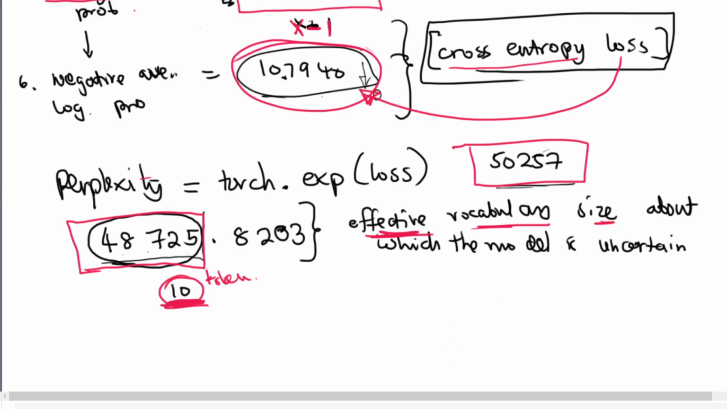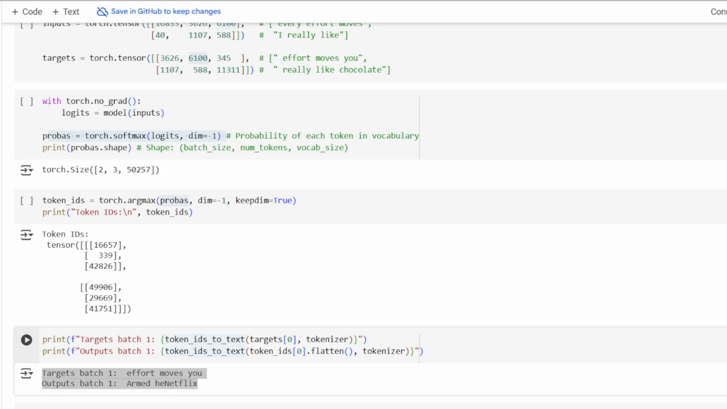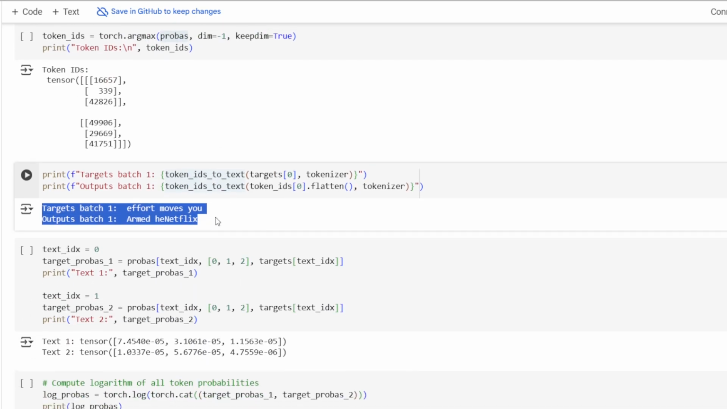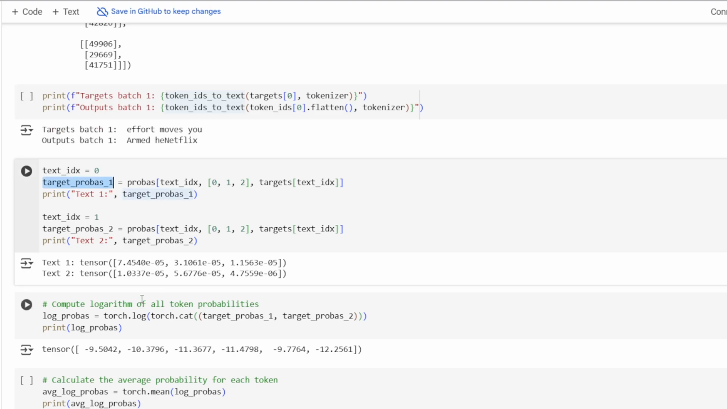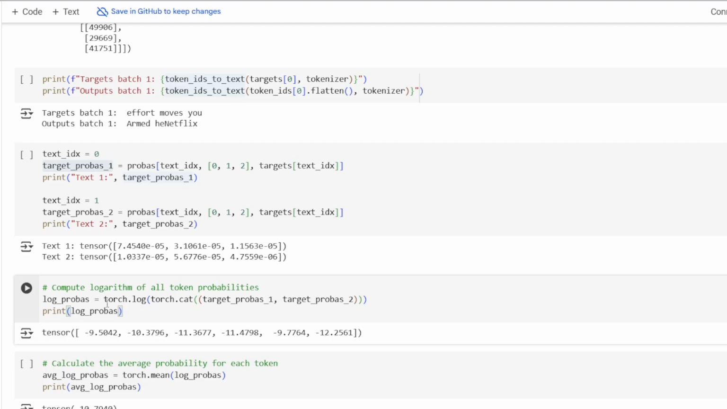We are going to be comprehensive here and just do what we did in the example. We have our probabilities, and when we have our probabilities, we calculate our log probabilities. We are going to use torch, which has the log there, and we are concatenating the target probabilities for each one of them.